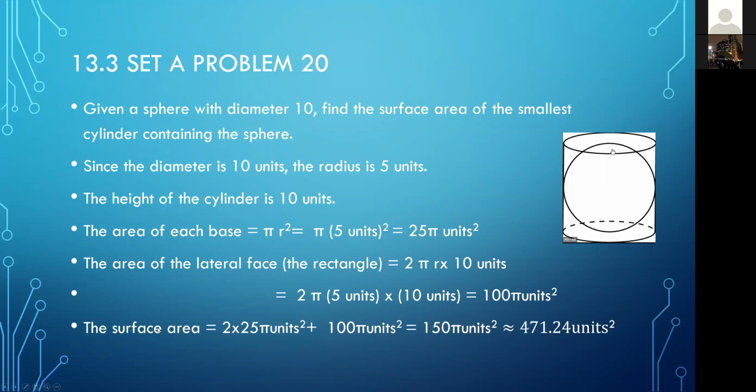To get the total surface area, we have 2 circles, and each circle had an area of 25 pi, so we get 2 times 25 pi square units, plus the rectangle, which was 100 pi, and that gives us 150 pi square units, or about 471.24 square units.